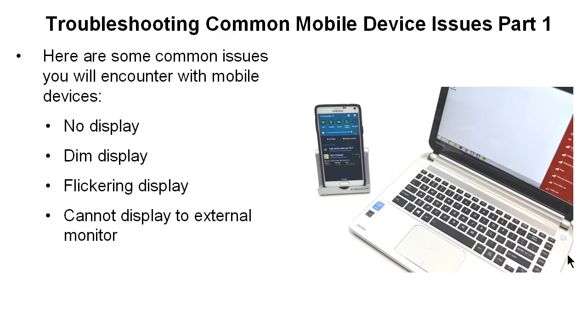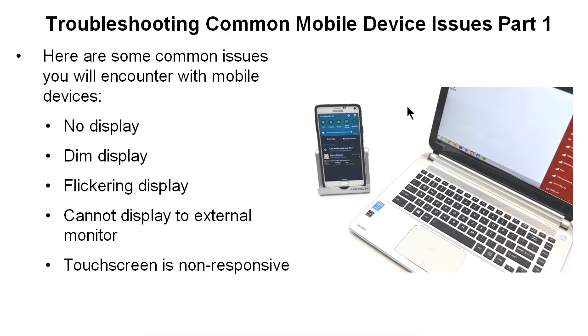Then you check the cable connection and make sure you're connecting to the right port on the external monitor. And also on the external monitor, if it has multiple inputs for video, you might need to manually select which one you're using on the on-screen display on that monitor. And you might see that on a projector as well.